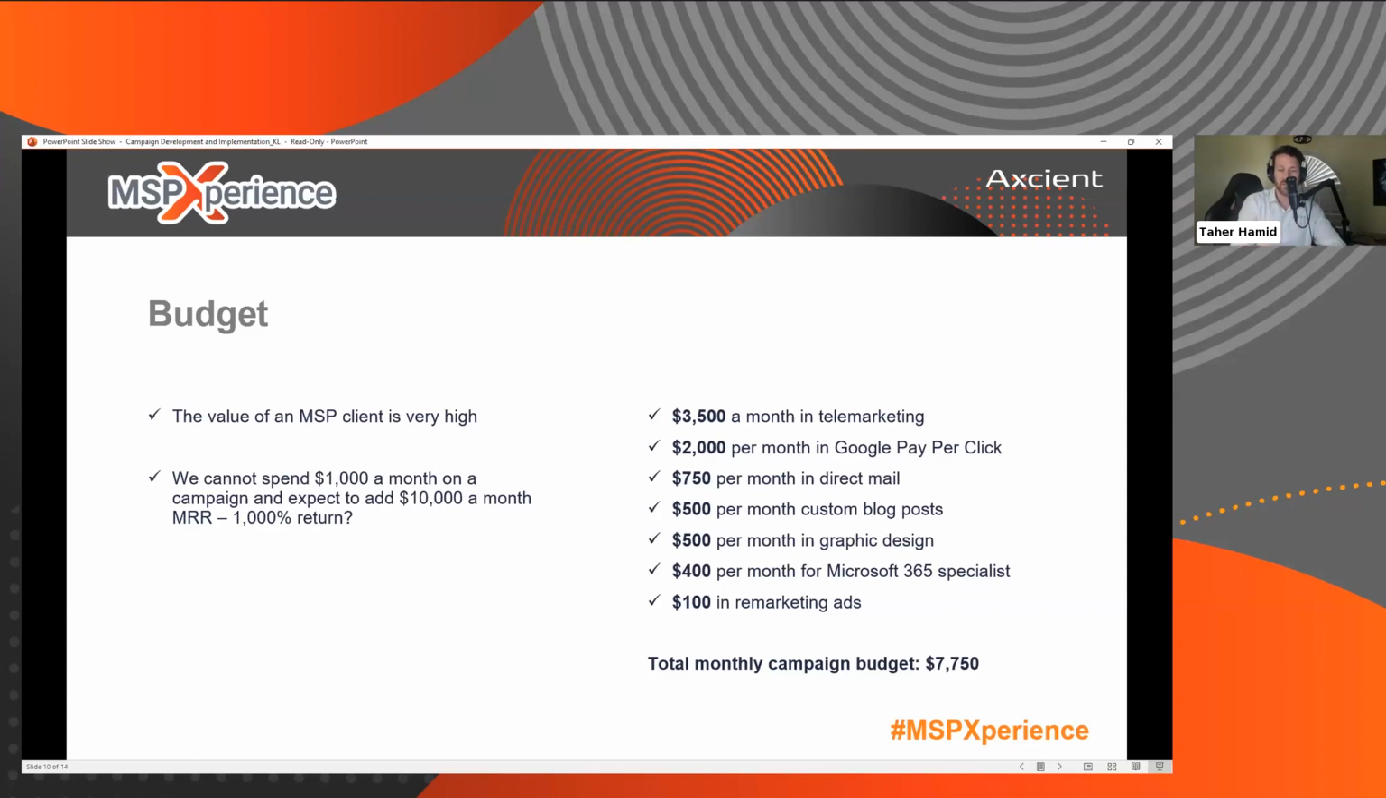So that's why when we lay out this budget, we're going to spend $3,500 a month in telemarketing. We're going to spend $2,000 per month in Google pay-per-click. We're going to spend $750 per month in direct mail because we got 1,000 contacts that are going to get a 70-cent postcard, the jumbo ones. They're pretty cool.